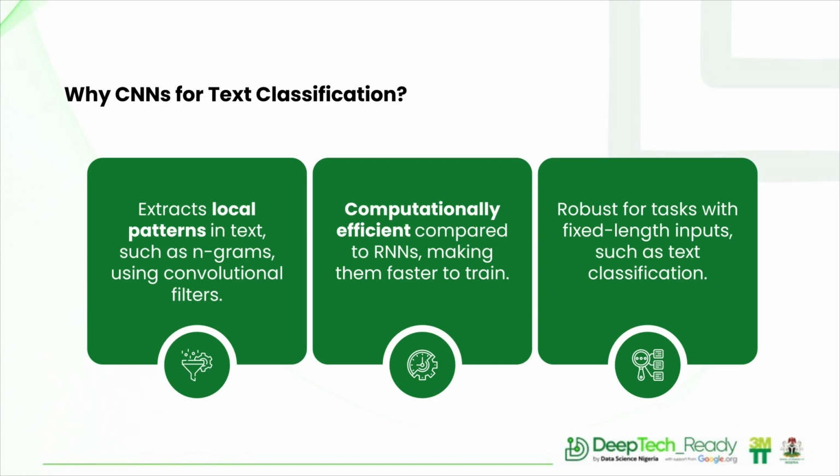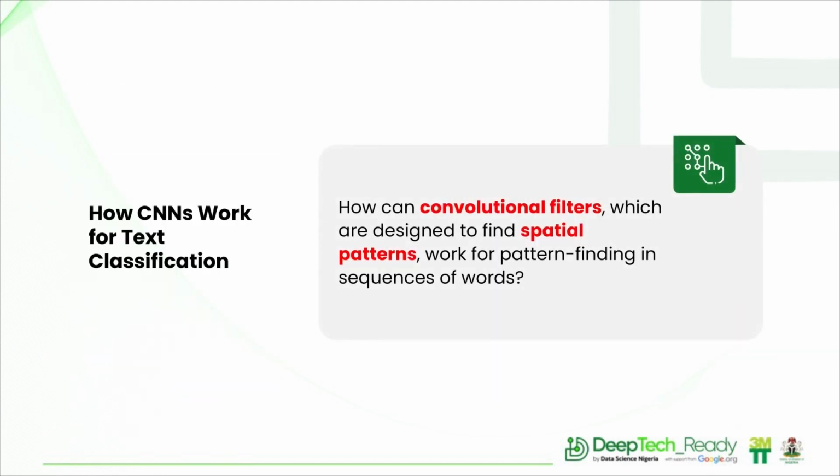Now, before we move forward, let's consider this important question. How can convolutional filters, which were originally designed to find spatial patterns in images, work for identifying patterns in sequences of words in text? This is a very fundamental concept when applying CNNs to text classification tasks. In the next few slides, we will explore how convolutional filters adapt to text data, focusing on how they identify local patterns such as n-grams within a sequence.